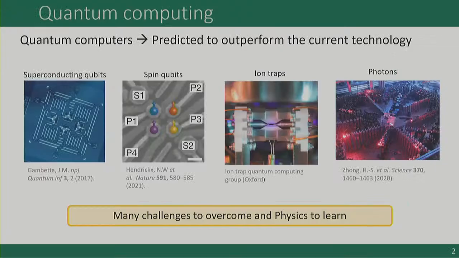So first, probably all of you already know that quantum computers are predicted to outperform the classical technology we have. And there are multiple platforms. We heard in Alberto's talk about topological qubits or the possibility of having them. We also have good candidates as superconducting qubits, ion traps, photons. But today we will talk about spin qubits that they have still many challenges in physics to learn.